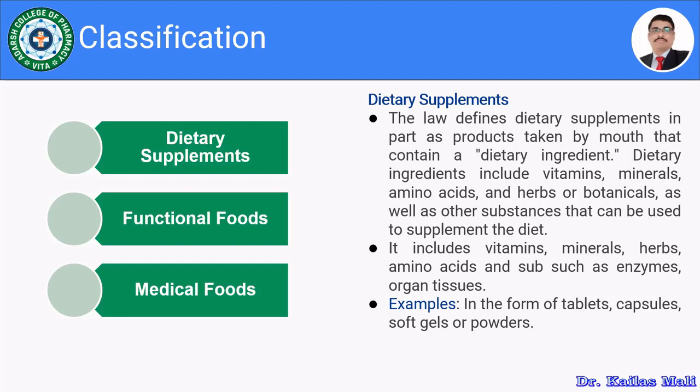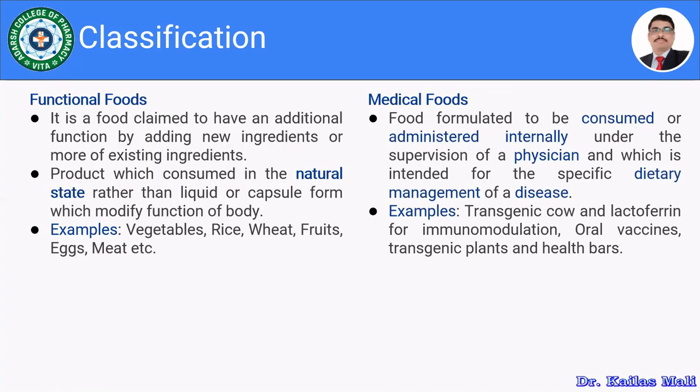For example, all these things are available in the form of tablets, capsules, soft gels, or powder, right? Along with our food, if we are consuming certain supplements in the form of tablets, capsules, soft gels, or powders, which comprise vitamins, minerals, herbs, amino acids, enzymes, and organ tissues, they are considered a dietary supplement.